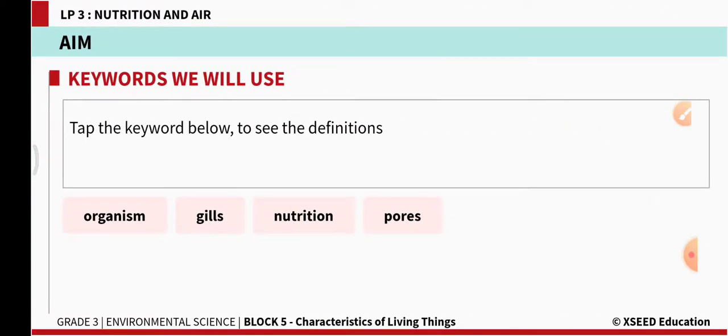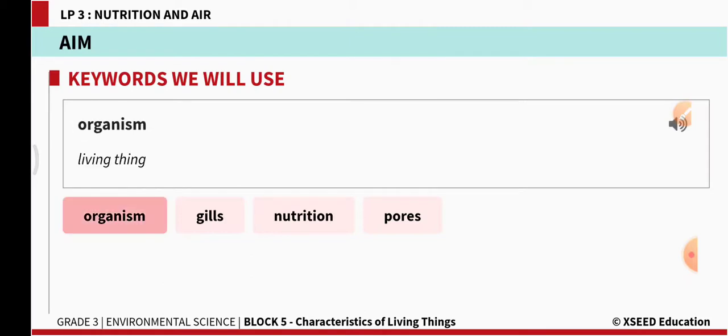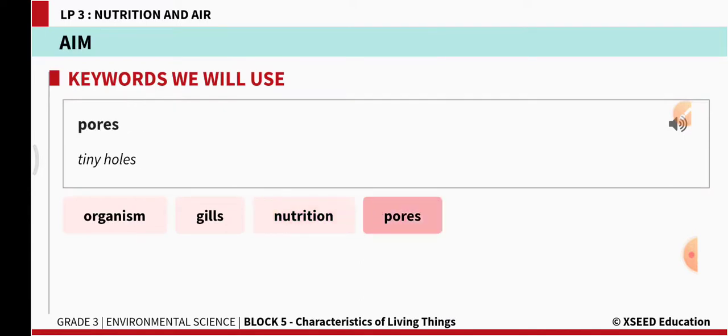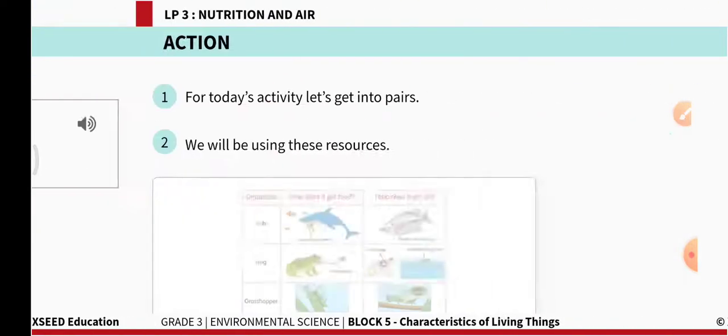So the keywords that we are going to learn today are organism. Organism means living thing. Gills, breathing organs of fish. Nutrition, the process of using food to live and grow. Pores are tiny holes.